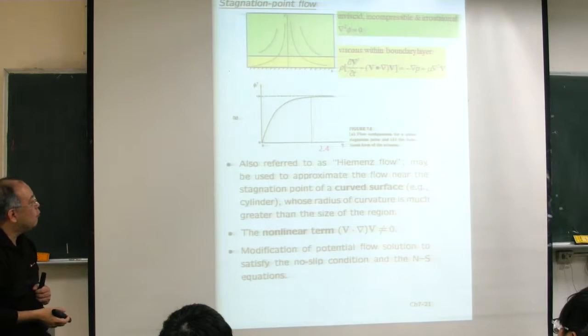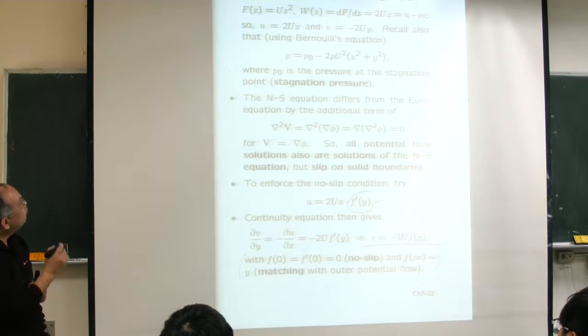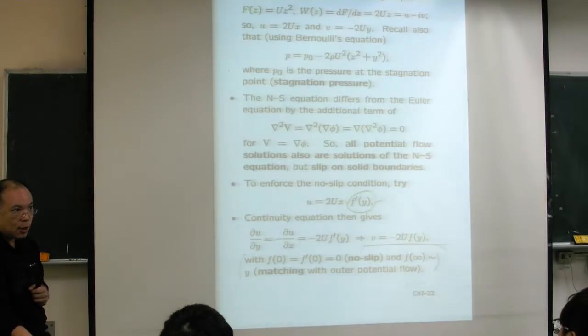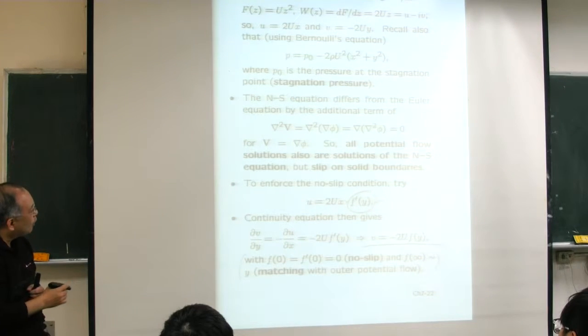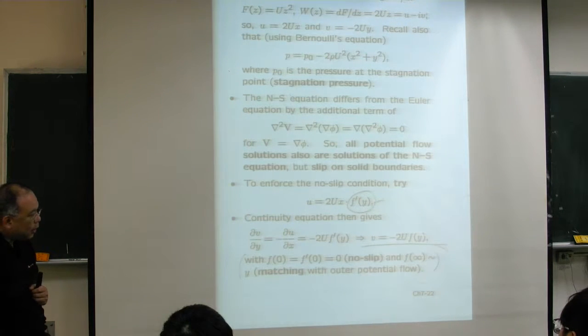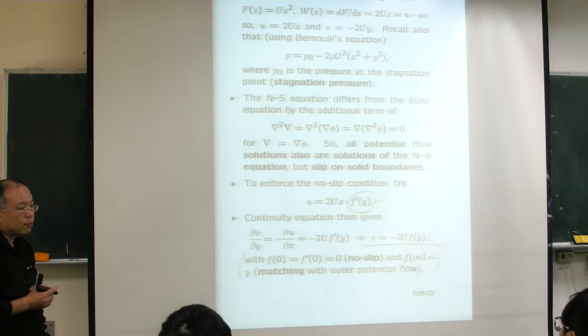So what we did is modify our solution form. U is equal to 2ux, and this 2ux is from the potential flow solution. We change it slightly: u becomes 2ux times a function of y. We use f prime of y as this function, and we use this function to satisfy our non-slip boundary condition.